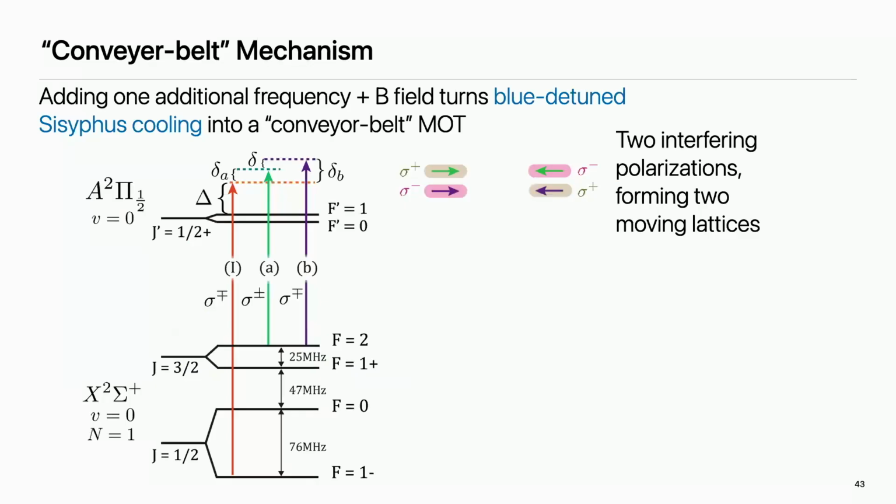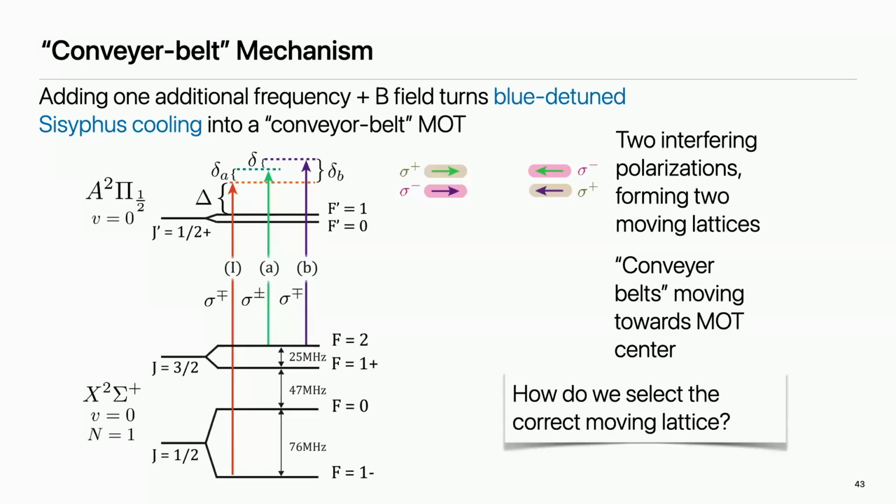And so if you can have your molecule load into the correct conveyor belt, depending on its position, you can move the molecule towards the center of your MOT. That's the idea, right? And so the question then is, how do you select the correct moving lattice? Because if you end up with the wrong one, you're actually moving away from the center.